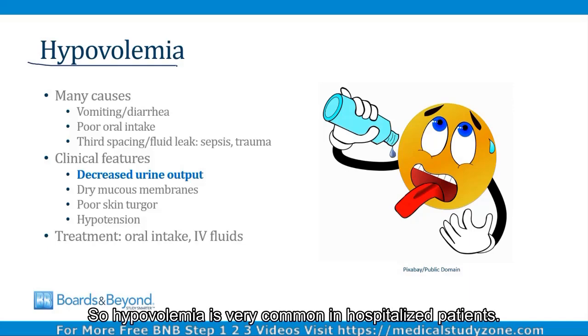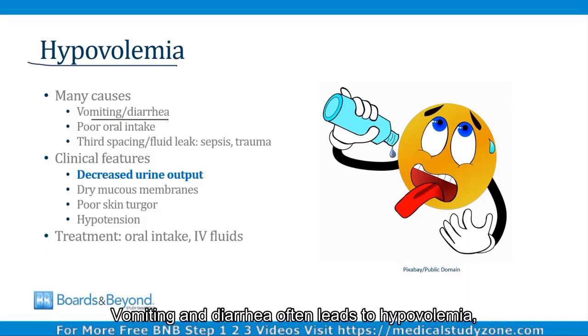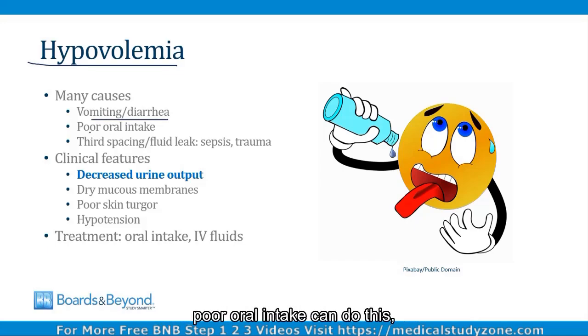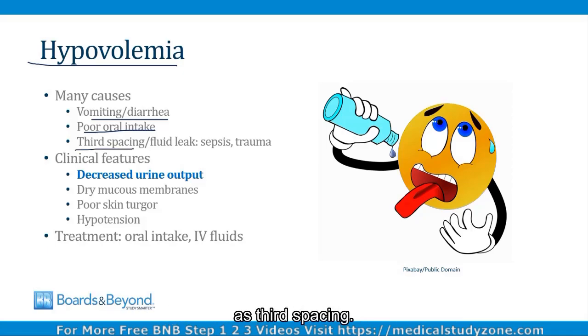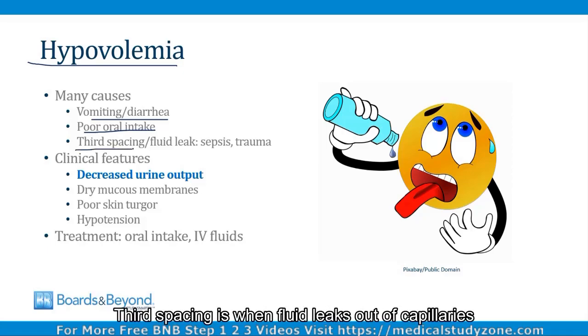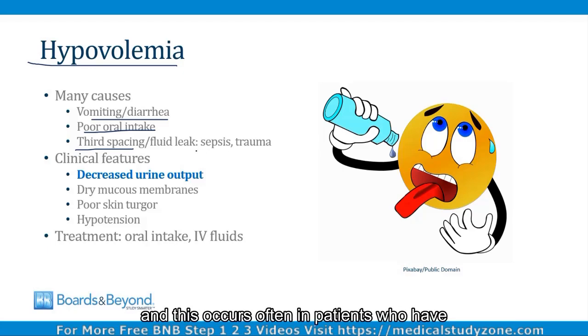So hypovolemia is very common in hospitalized patients. There are many causes. Vomiting and diarrhea often lead to hypovolemia. Poor oral intake can do this. And finally, many patients have what's known as third spacing. Third spacing is when fluid leaks out of capillaries and into tissue beds, causing things like ascites and edema. And this occurs often in patients who have sepsis, trauma, and other conditions.